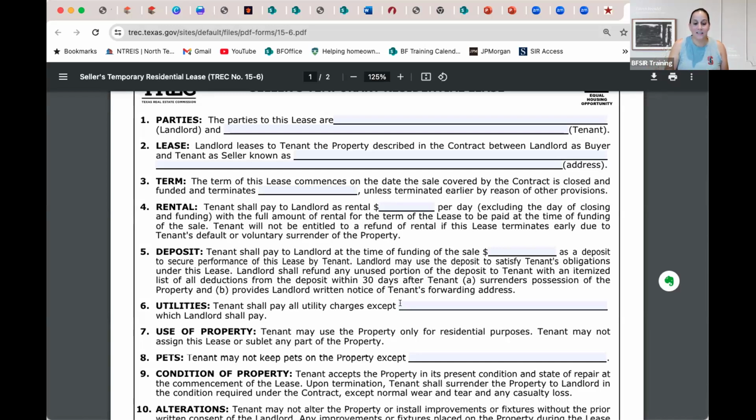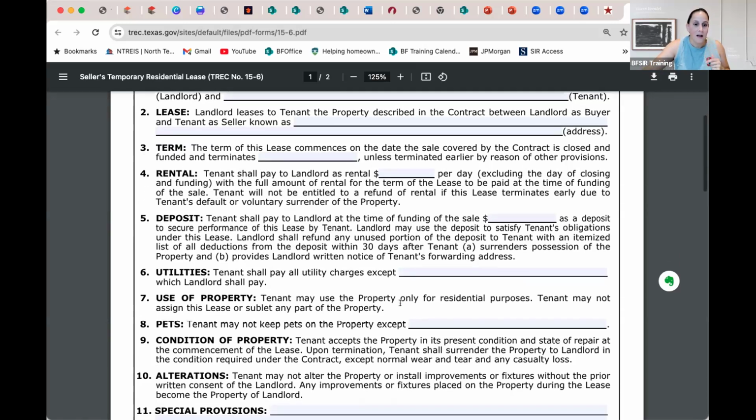So I always say it's kind of like an artificial closing date, because really the date that they move, the seller is responsible for the house up until the date that they move out, even if the closing date was a week before, because that's how this lease is drafted, and we'll get there.